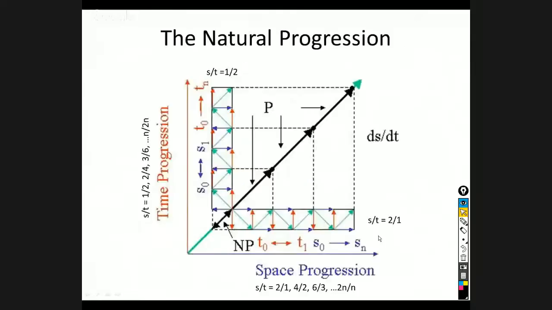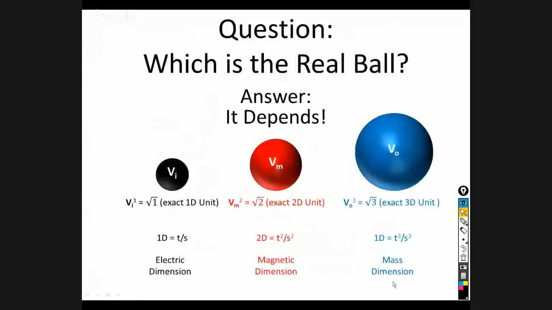Sorry. Oh, wow, man, I'm all fouled up here. Okay, that is a mistake. I didn't catch that. That should say 3D is equal to T cubed over S cubed, which of course works out in the dimensions of mass.